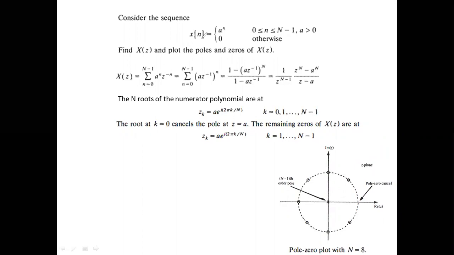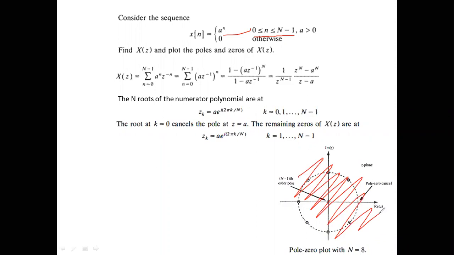See the sequence here: alpha to the power n, from 0 to n minus 1. This is the question. What sort of signal is this, by the way? This one is a finite duration sequence. From the properties of ROC, finite duration sequences are going to have the ROC as the entire Z plane. This problem is interesting because we want to locate the poles and zeros, and also find the Z transform.